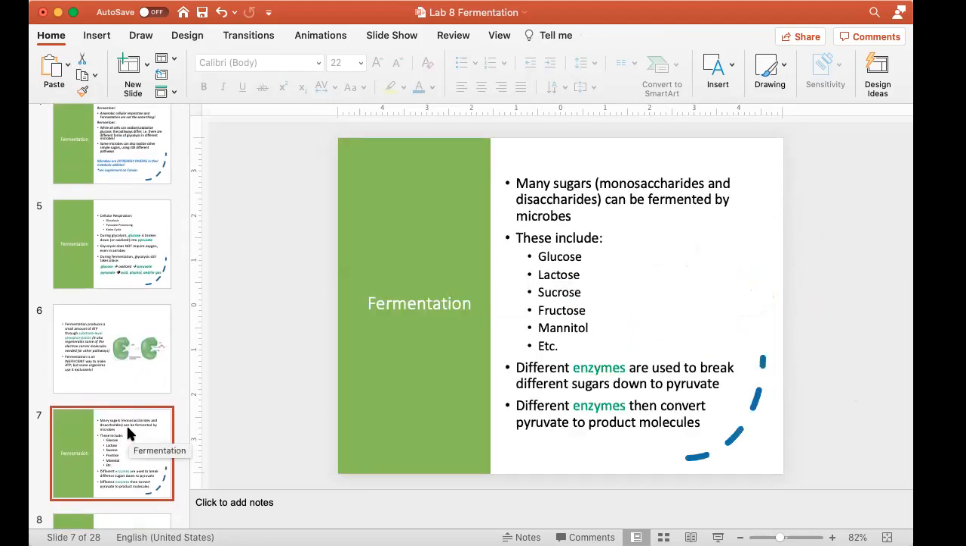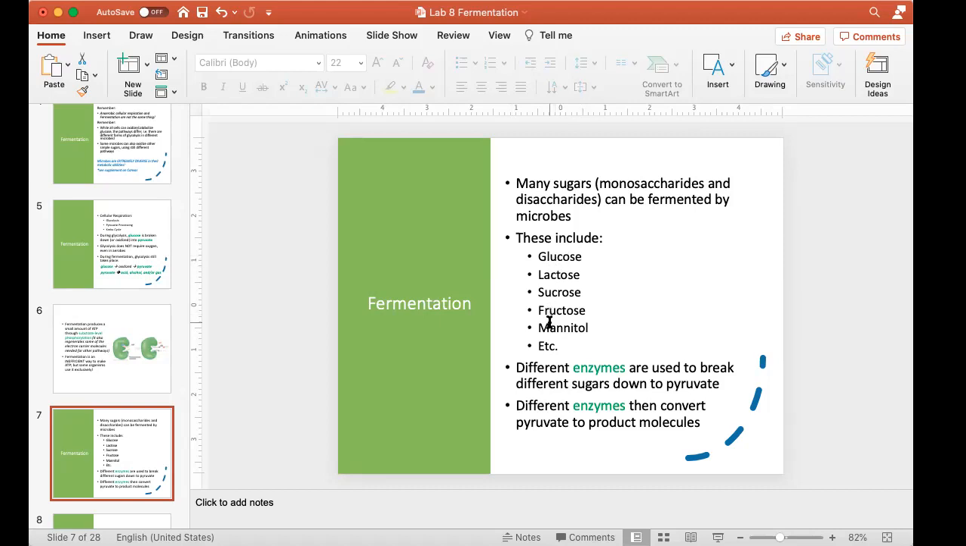So I said earlier that many different sugars can be fermented by different microbes. I've just got a partial list here. The key thing that's getting fermented is glucose, because it's glucose that is being converted to pyruvate. But where the glucose comes from is where fermentation pathways differ. So sometimes glucose comes just as glucose, and the organism takes regular old glucose and ferments it as is.